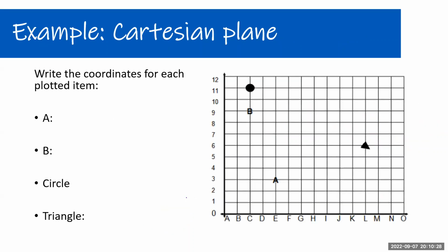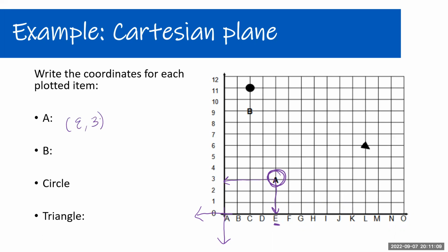Let's look at some examples here. This is a Cartesian plane. Now notice that it doesn't look like we have much here, right? But this is still all 4. It's just zoomed in on that first, okay? That first quadrant that we're going to discuss here in a few minutes, what a quadrant is. So if we're writing the coordinates for each plotted item, A is right here. So we want to look at our horizontal first, and then we want to look at where it falls vertically. So if we follow here, we see that it's at E horizontally, and vertically it's at 3, okay? So this is going to be point E3.